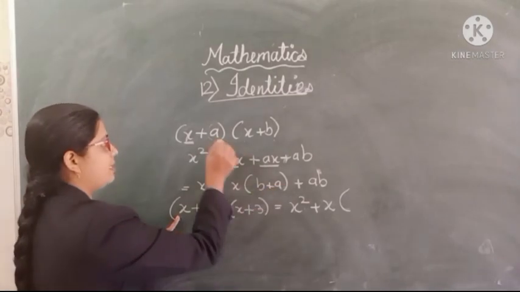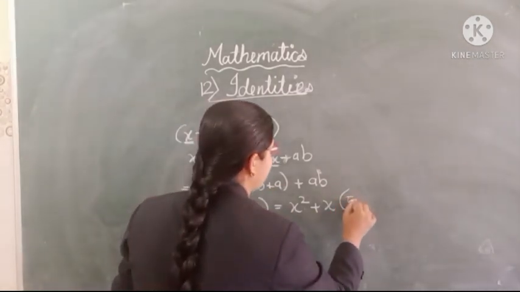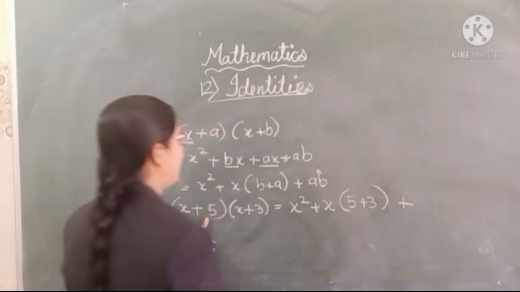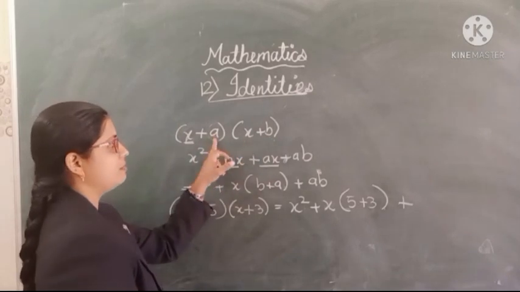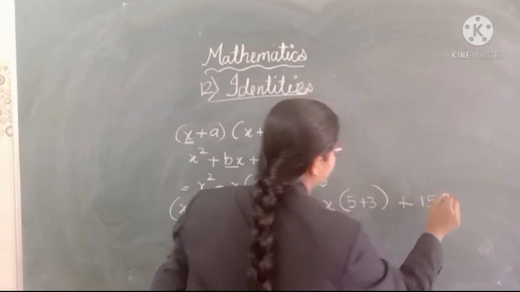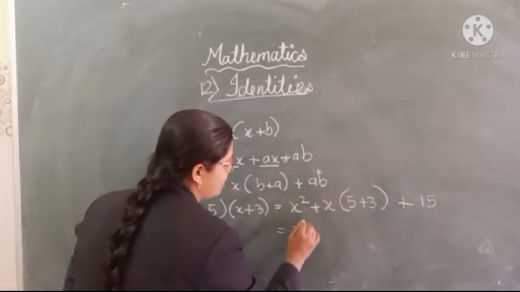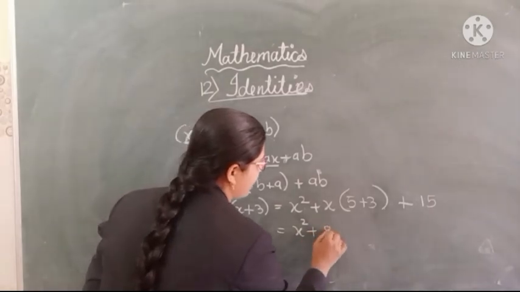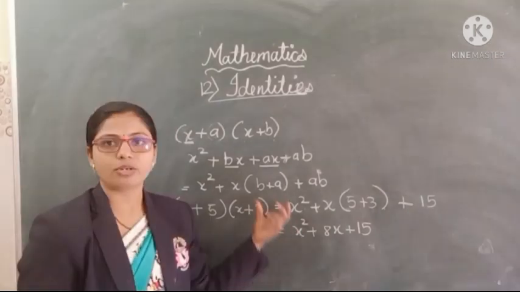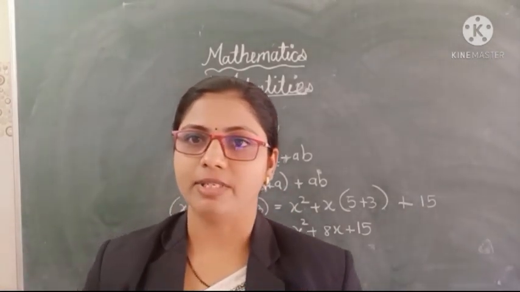b plus a, that means the addition of this and this value. So this 5 plus 3, plus ab, that means the multiplication of this and this. So 5 into 3 is 15. Okay. Then here we can do the addition. It will be x square plus 8x plus 15. This is the answer of this question. Okay. Similarly, we will see the next example.